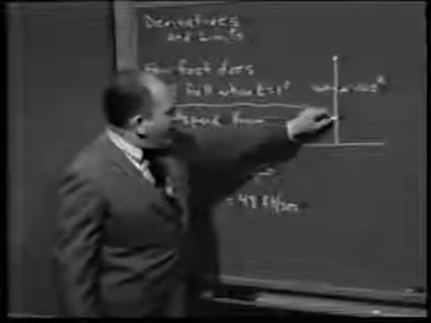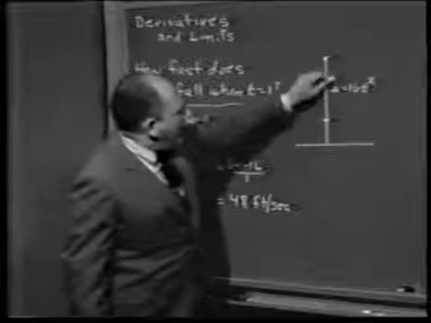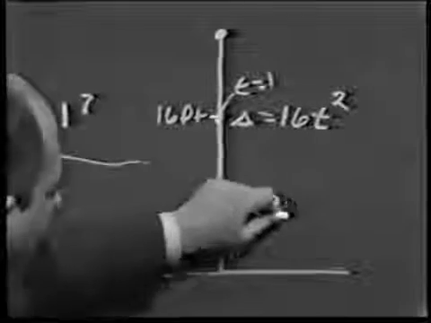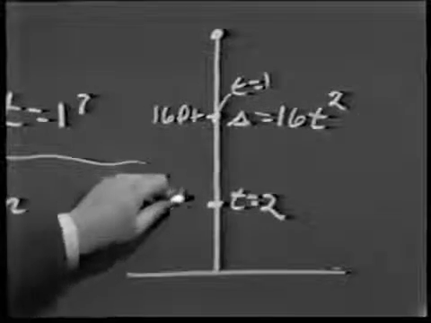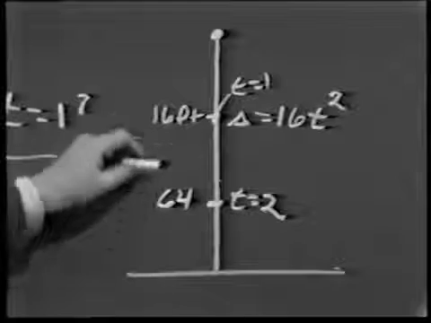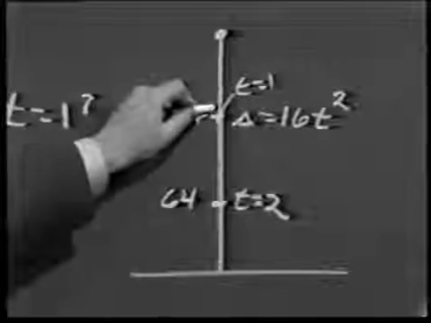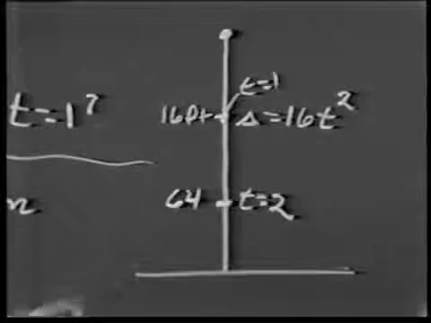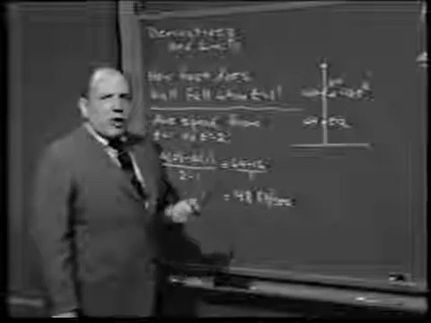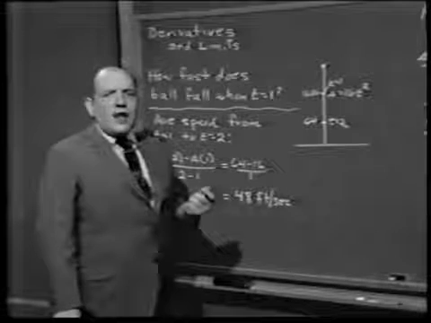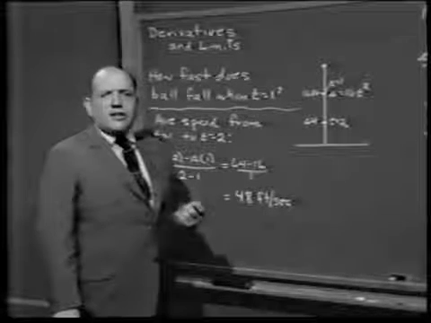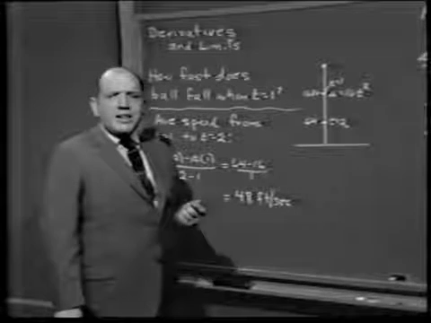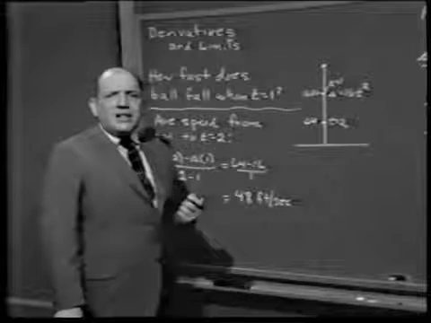Again, in terms of our diagram, at t equals 1, the object is over here. At t equals 2, the object is over here. It's fallen 64 feet. And so we compute the average speed by taking the total distance and dividing by the time that it took. Now, again, what we have done is found the right answer, but to the wrong question. The question was not what was the average rate of speed from t equals 1 to t equals 2. It was what is the speed at the instant t equals 1.